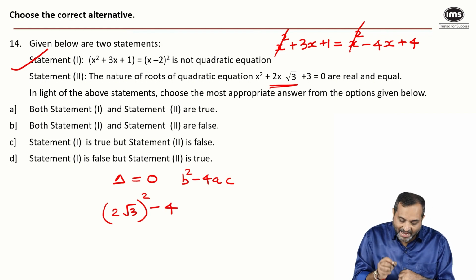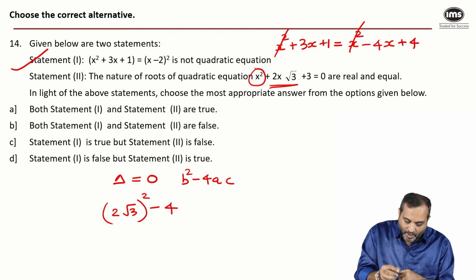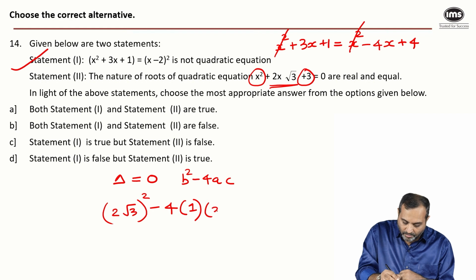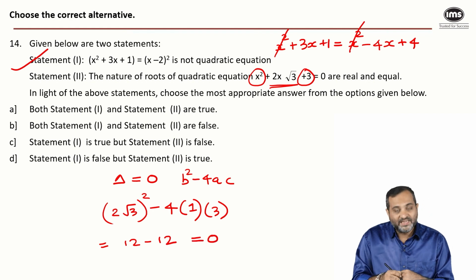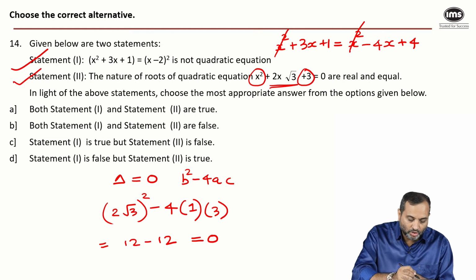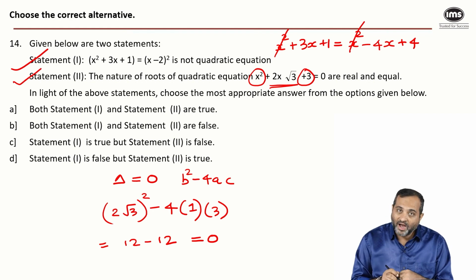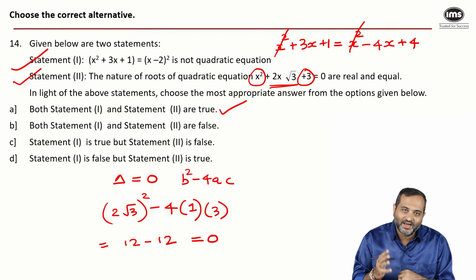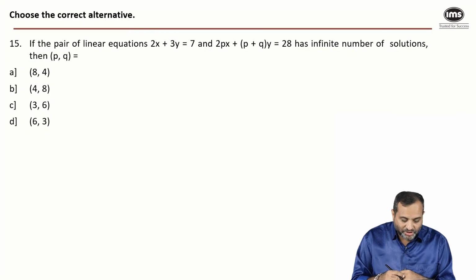Minus 4. What is a? a is the coefficient of x square, which is 1. And what is c? c is this constant term, which is 3. So what is delta? 4 into 3, 12. 12 minus 12. Is it 0? Yes. So are my roots real and equal? Yes. So statement 2 is also true. So again, both my statements are true. So in this case, I mark option 1 or option A as the answer. Let's look at the next question.